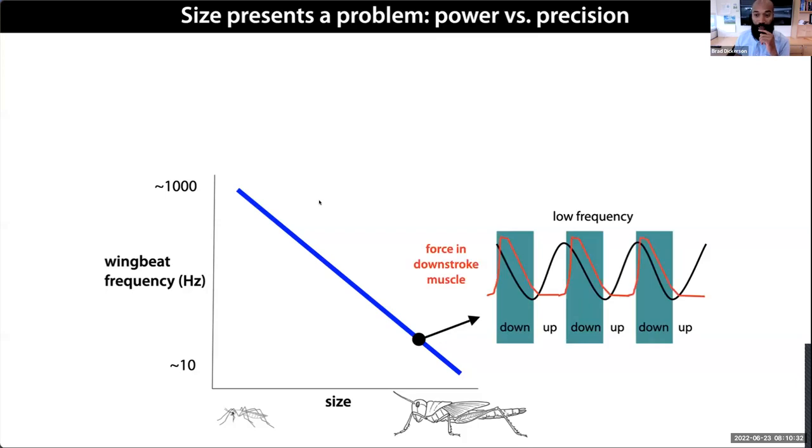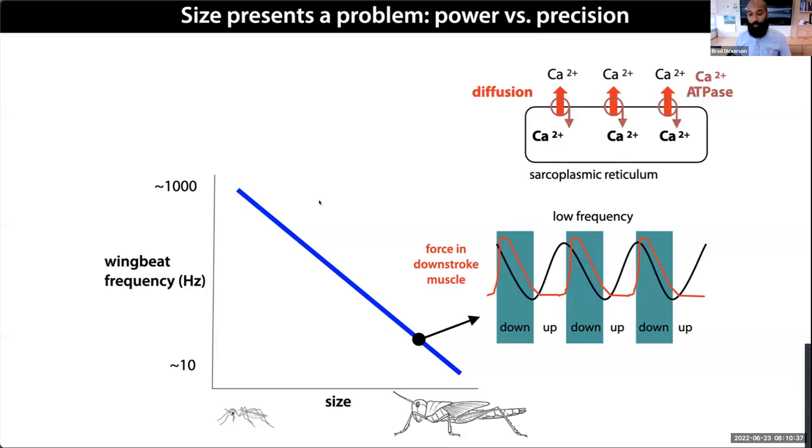And if we think about our muscle, we can generate force during the downstroke. And remember that when the motor neuron excites the muscle, we get a large release of calcium from the sarcoplasmic reticulum, and that has to be recycled back into the sarcoplasmic reticulum. So that takes time, that takes energy, but our locust is flapping its wings slowly enough that the muscle can recover each stroke cycle and generate enough force in the downstroke muscle to generate lift.